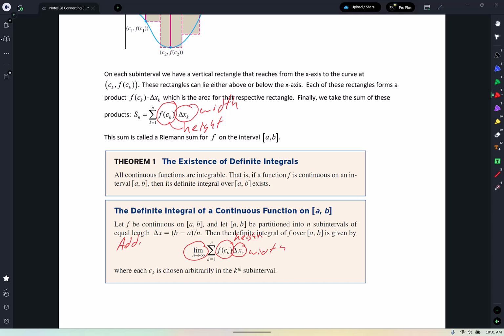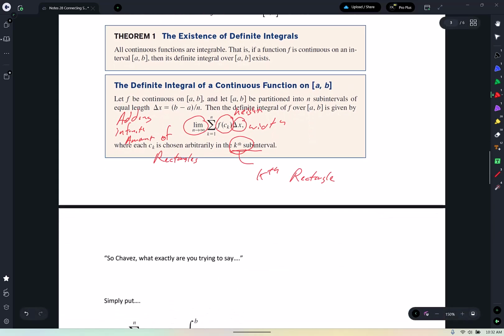And then all you're doing is adding an infinite amount of rectangles. Cool or not cool? Where k is just the kth rectangle. I know it says some interval. I'm going to write kth rectangle. The first, the second, the third, the fourth, the fifth. Keeps on going forever until you get to the nth rectangle, which remember, n approaches infinity. Nothing crazy, right?